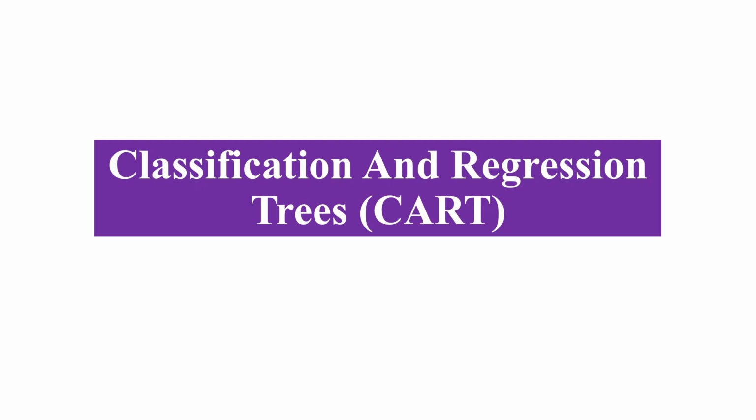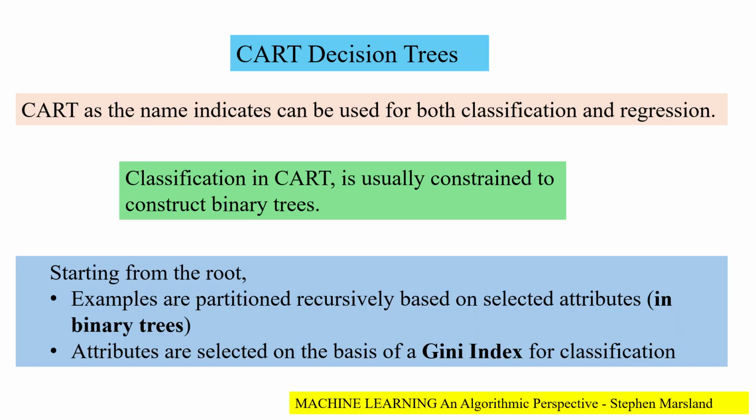Hello, classification and regression trees are popularly known as the CART algorithm we'll be studying today. So CART decision trees, as the name indicates, can be used for both classification and regression. But in CART, the tree construction is usually constrained to binary trees. And another difference is that Gini Index is used as the attribute selection measure.